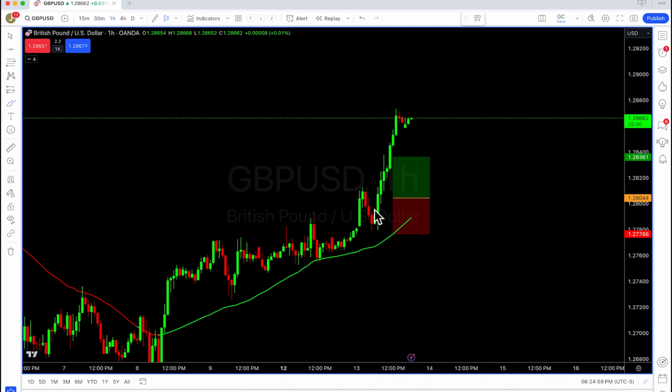Remember, I told you the area ultimately was right here. I can't remember if I said that or not, but ultimately the area is right here because that's the higher high level. So once price makes the higher high level, or once it breaks the higher high level, boom, it's game on.